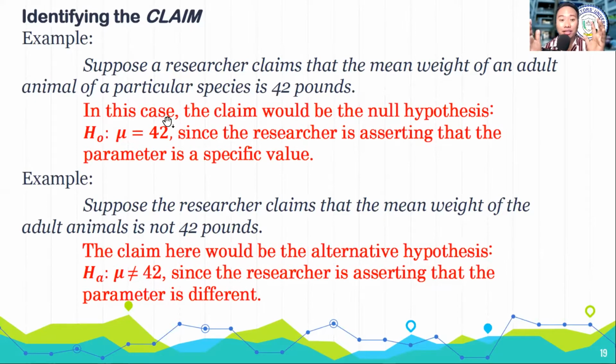Remember, the null hypothesis would tell us that there's no difference, meaning to say they are equal. The alternative hypothesis is the other way around. That would be a statement that would tell us that there's a difference, and that difference could either be not equal to, less than, or greater than. Now, for this case, suppose a researcher claims that the mean weight of an adult animal of a particular species is 42 pounds. So if you're going to state your null hypothesis, you would say mu, or mean, equals 42. And that would clearly tell us that that statement is the claim, because based on the problem, that's the claim of the researcher. Okay?